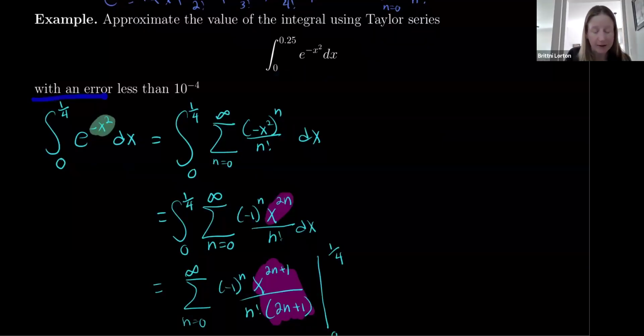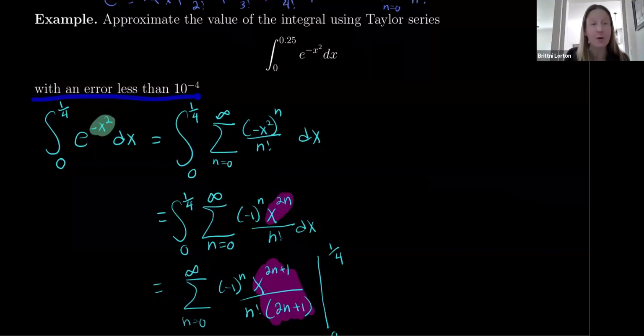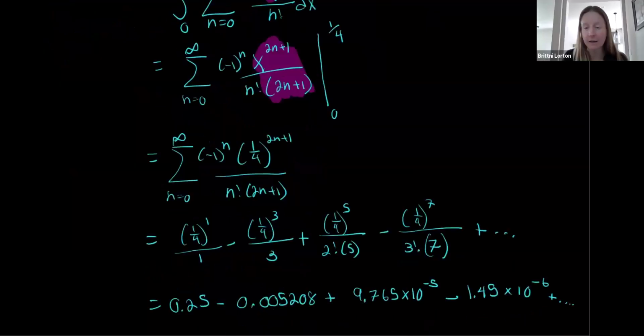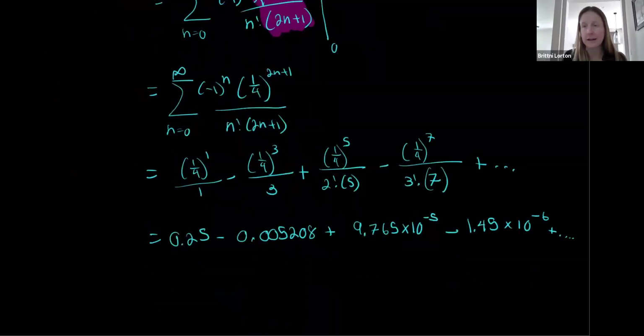With an error less than 10 to the -4. That's what we need to do. Look at all the work I did so far. At the very end of what I've got so far, is that an alternating series?